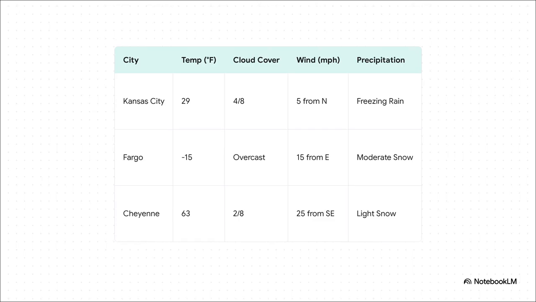And there we have it. The whole table is filled in. Look at that. Kansas City is at 29 degrees with some freezing rain. Meanwhile, over in Cheyenne, it's a balmy 63 degrees, but they've got a 25-knot wind coming in from the southeast. We literally just translated these super cryptic symbols into an easy-to-read weather report. It's a perfect example of just how powerful this station model system really is.